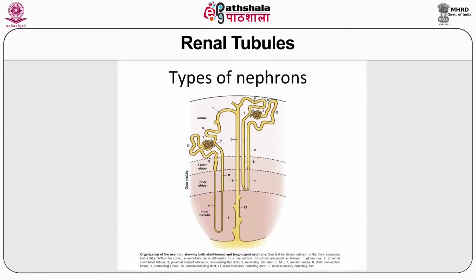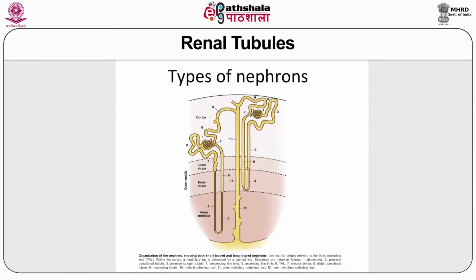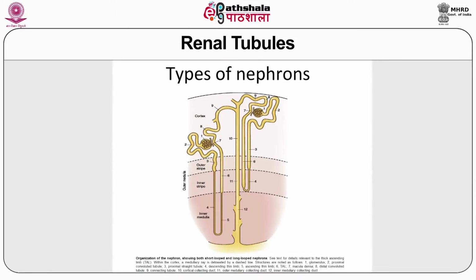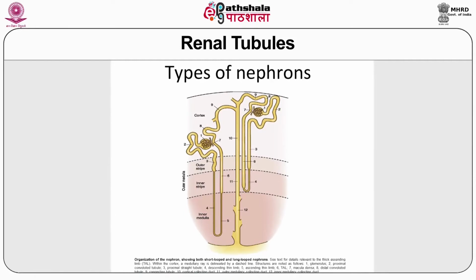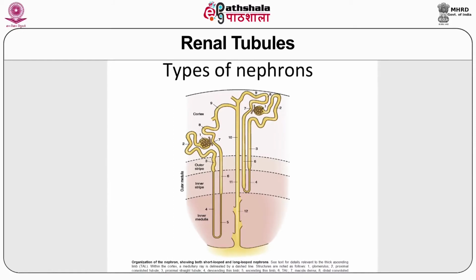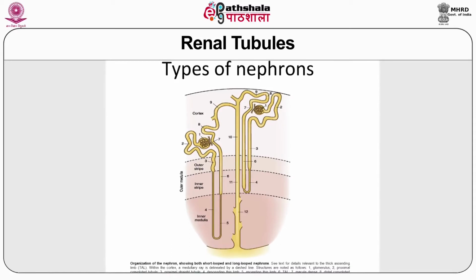Juxtamedullary nephrons are present in the inner cortex, and the capillary network in the juxtamedullary nephron is also different from the cortical nephron. It follows the whole length of the long loop of Henle, but it is not as extensive as in the cortical nephron, and is known as the vasa recta. Its long length helps to maintain the concentration gradient in the medulla, which provides the capacity to form concentrated urine in normal as well as in adverse situations.